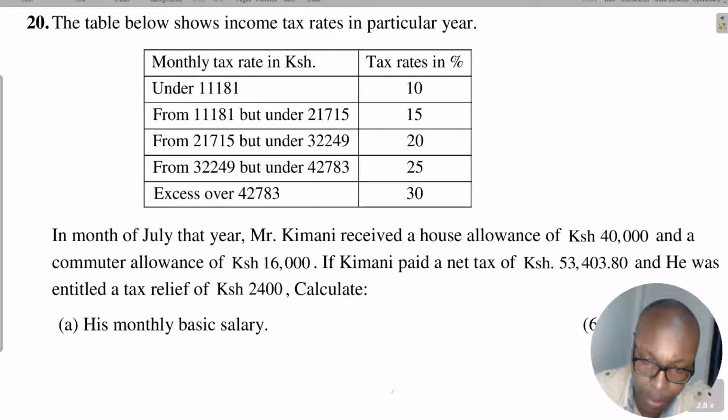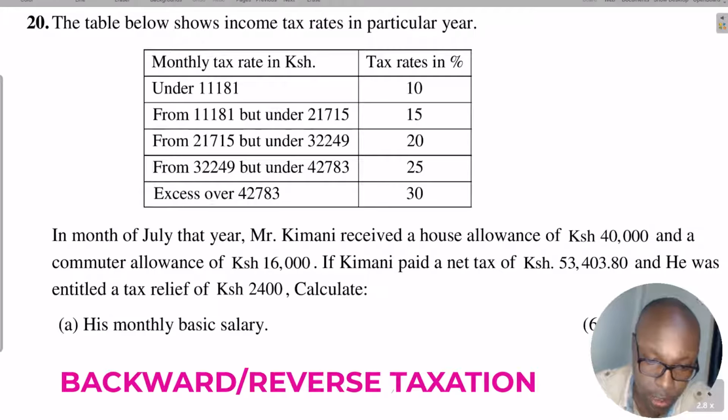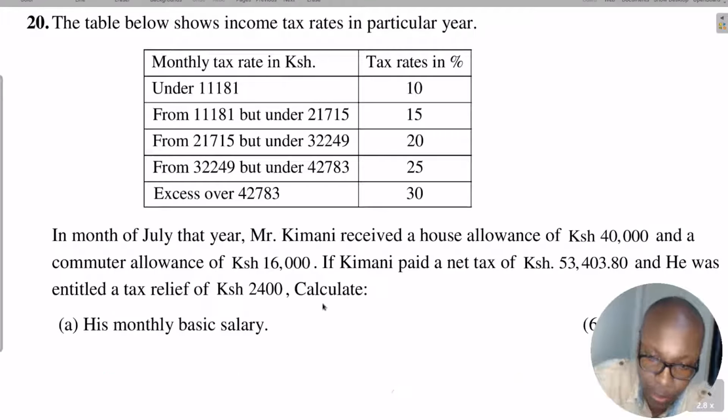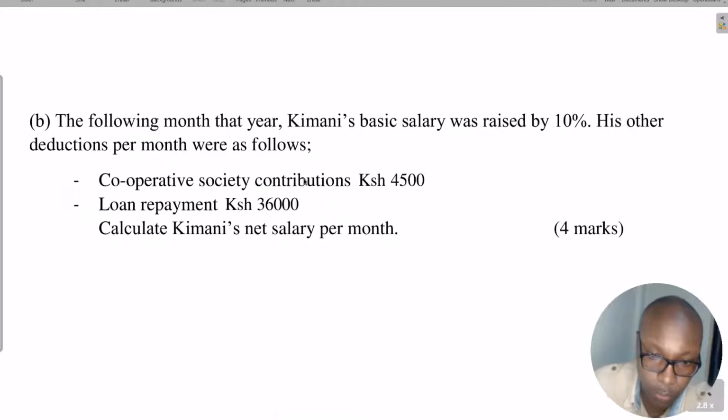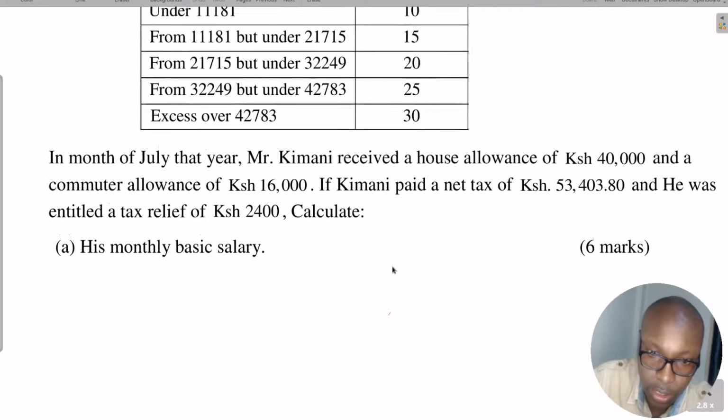If Kimani paid a net tax of 53,403 and 80 cents and he was entitled to a tax relief of 2,400, calculate A, his monthly basic salary. That is part A, and then part B: the following month that year, Kimani's basic salary was raised by 10%. His other deductions per month were as follows: cooperative society contributions 4,500, loan repayment 36,000. Calculate Kimani's net salary per month. So those are the two questions. Let's go to the first part.